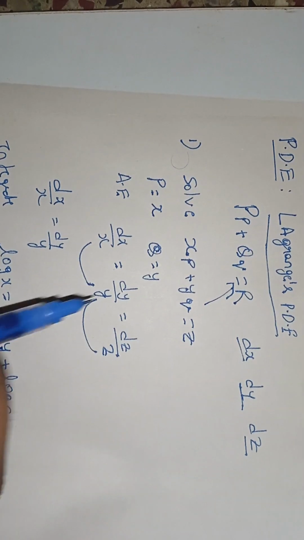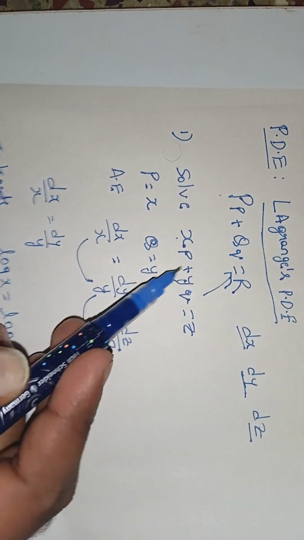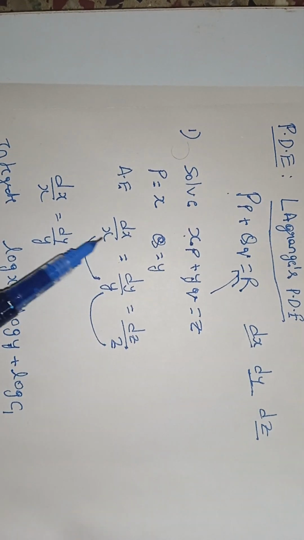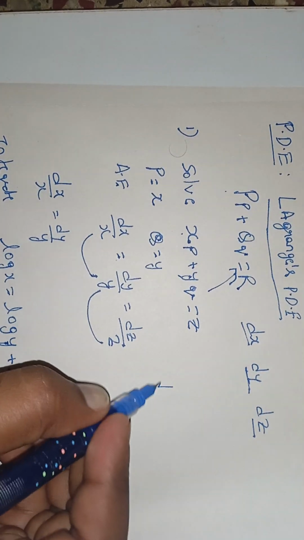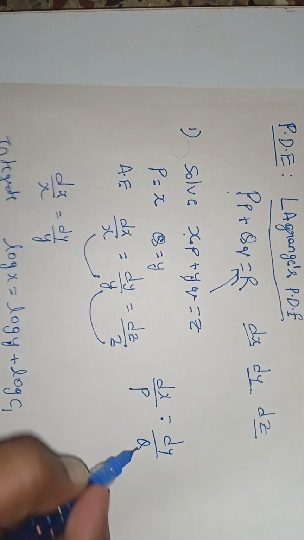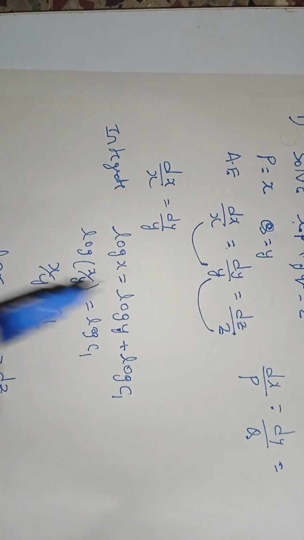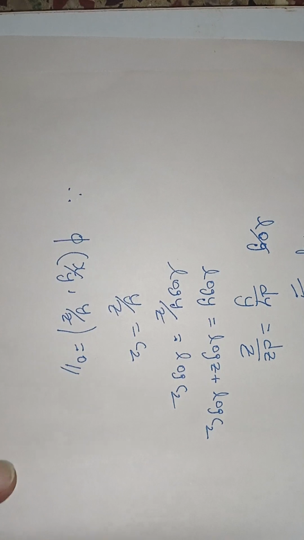So basically what you have to do is, given problem, you recognize capital P and capital Q, take the auxiliary equation as dx by capital P equal to dy by capital Q, like that, and then just take two at a time, integrate and write it as phi. So like this we can do more number of problems.